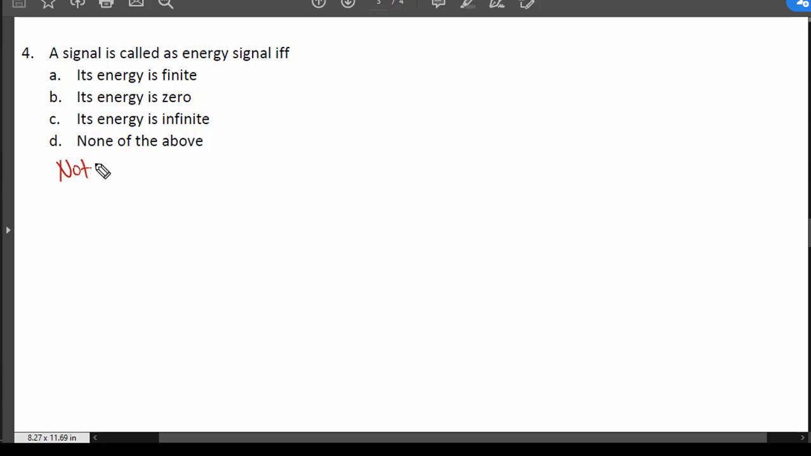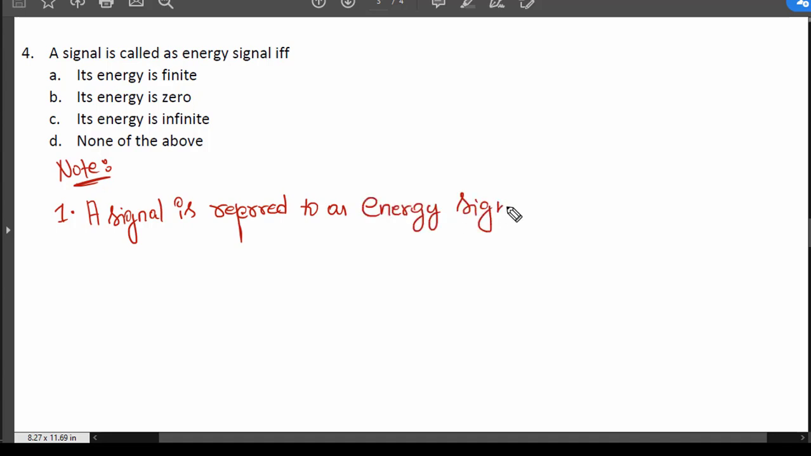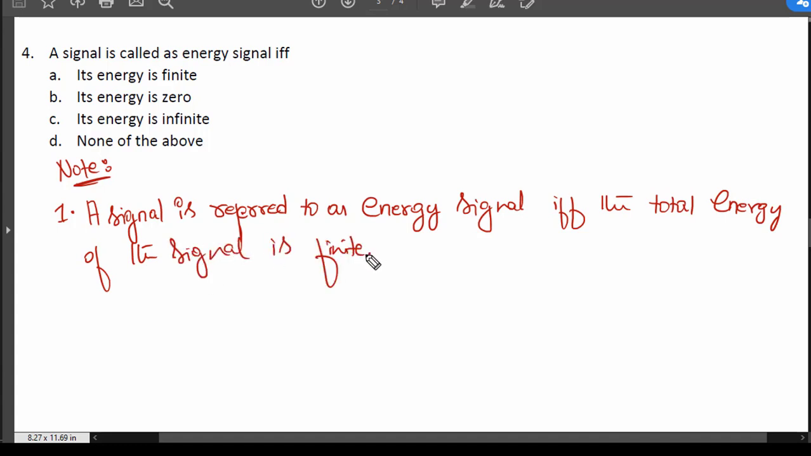Okay, so I'll make it as a note. Note number 1: a signal is referred to as an energy signal if and only if the total energy of the given signal is finite. If the total energy of the signal is finite, then we call it an energy signal.